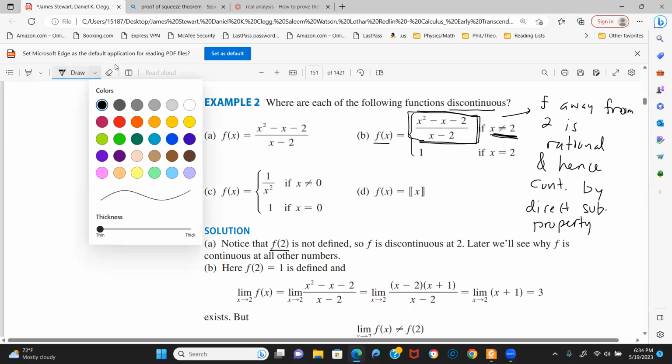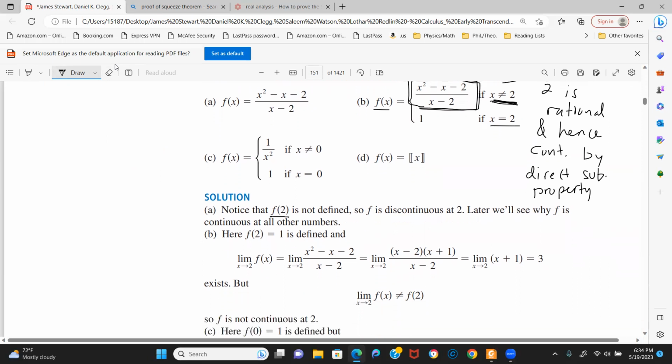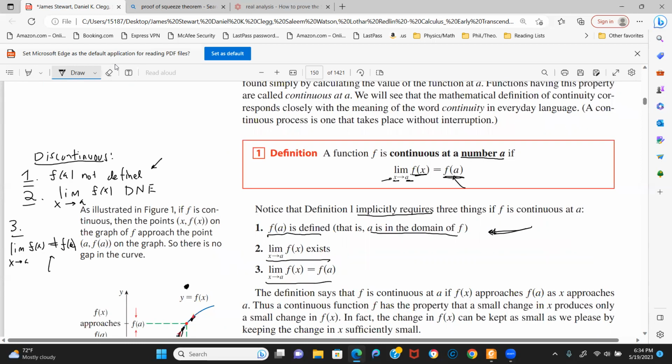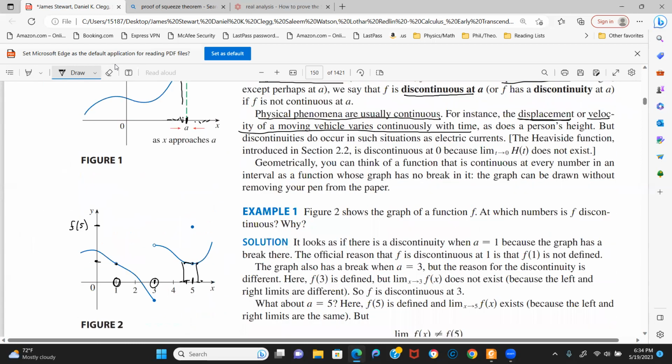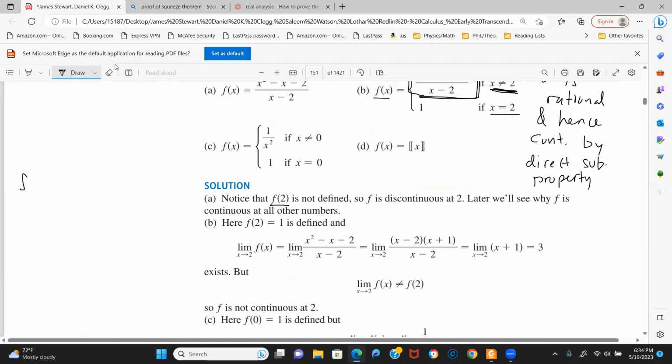All right, so the question is, what about at 2? That's really the crux of the problem: is this thing continuous at 2? Well, we have to check it by definition. We have to compute a limit and then evaluate the function at that point. So let's do that. First of all, we know f of 2 is equal to 1.